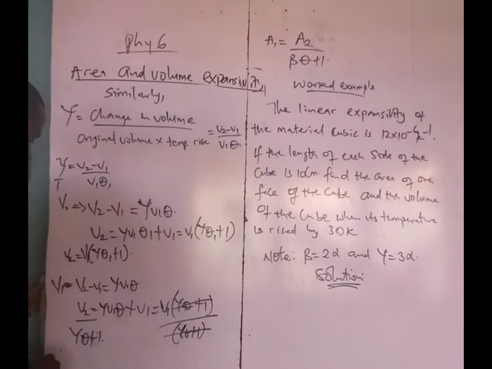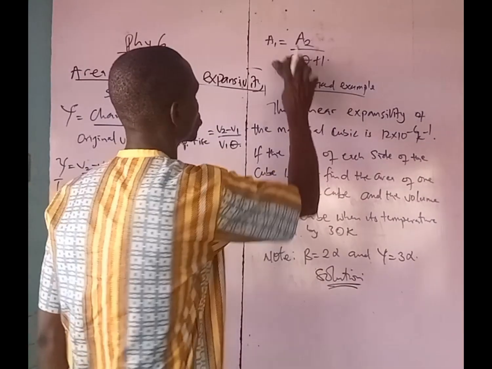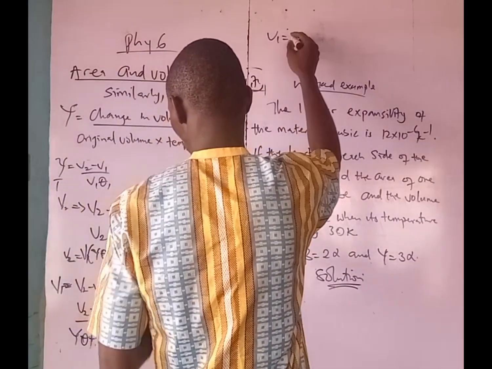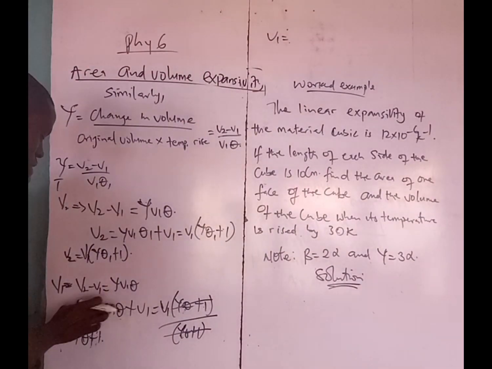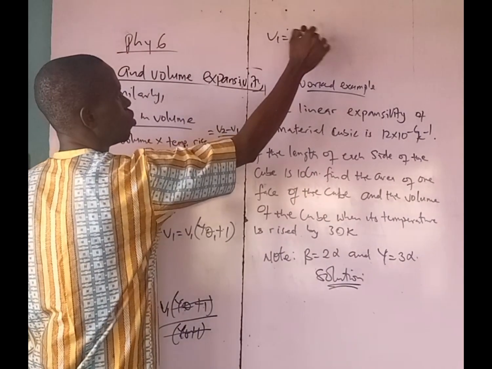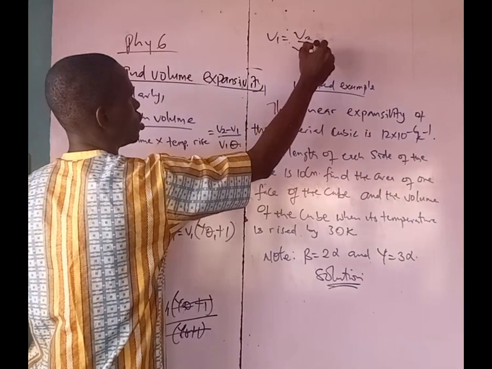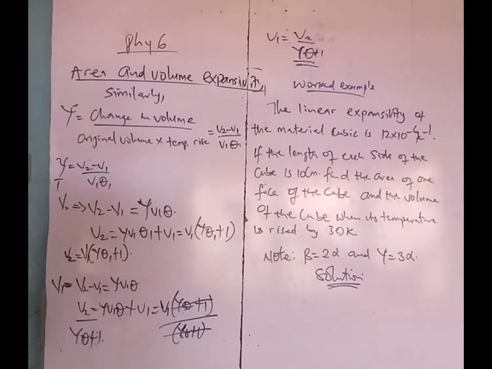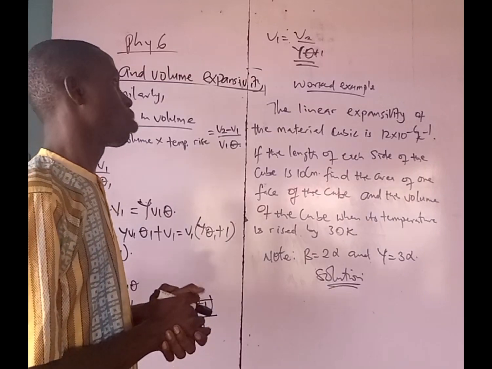That's why our V1 now will be what? V1 will be this, V2 over this theta plus 1. So that's V2. Alright. So now, having understood that, let's quickly take this example before we call it a day.